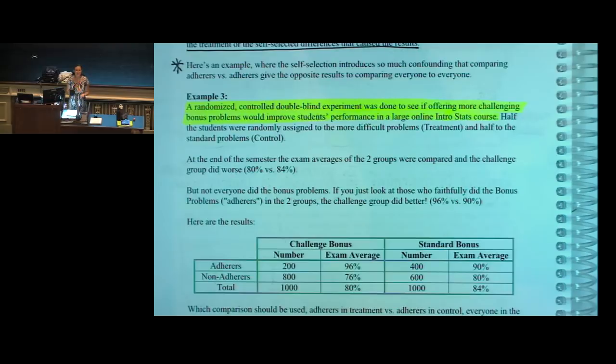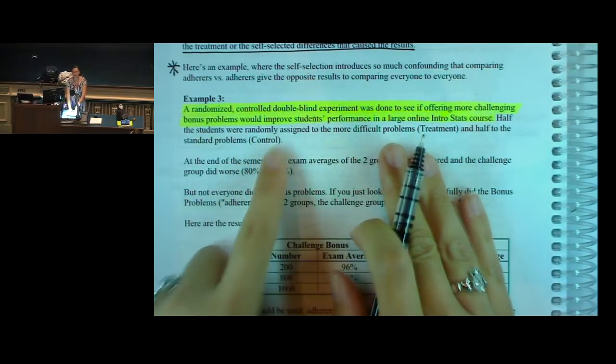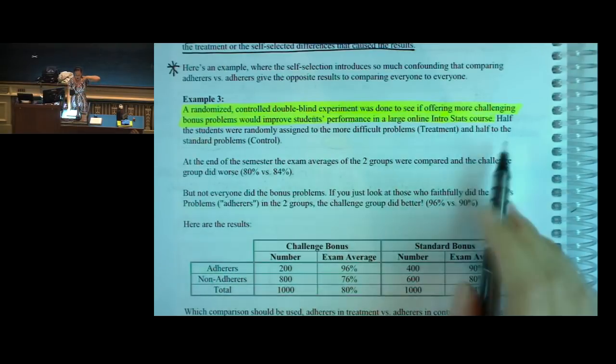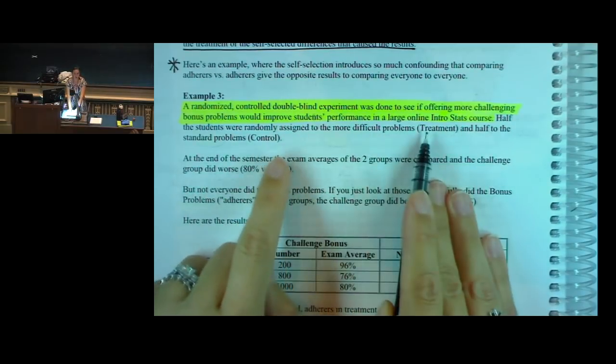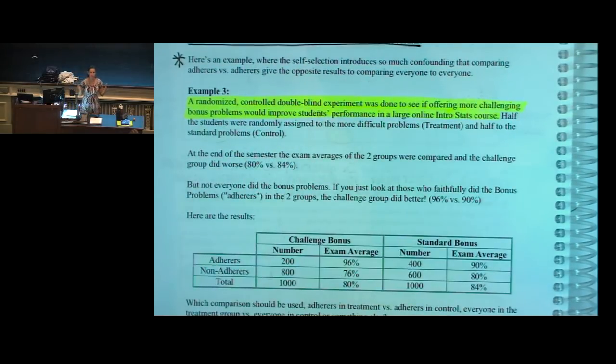So this was a Stat 100 example, actually, that we did. We thought maybe our bonus, like the pre-lectures and the surveys, iClickers, all that stuff, maybe the bonus is too easy. What if we made the bonus harder? What would happen? Would that help students do better? So what we did, we took half the students, randomly assigned them into the treatment group. They got the hard bonus, and the control group just got the regular bonus problems that you guys are getting today.